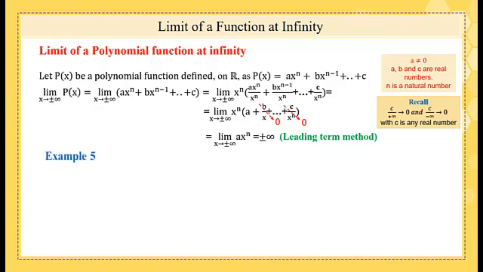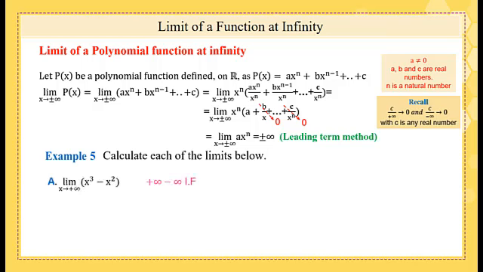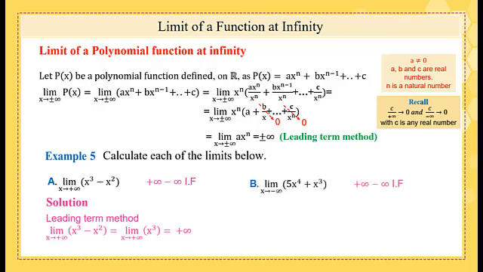Now the example, calculate the following limits. The limit of x cubed minus x squared as x tends to plus infinity is plus infinity minus infinity, which is an indeterminate form. So, according to the leading term method, this limit equals the limit of x cubed as x tends to plus infinity, so it's plus infinity.